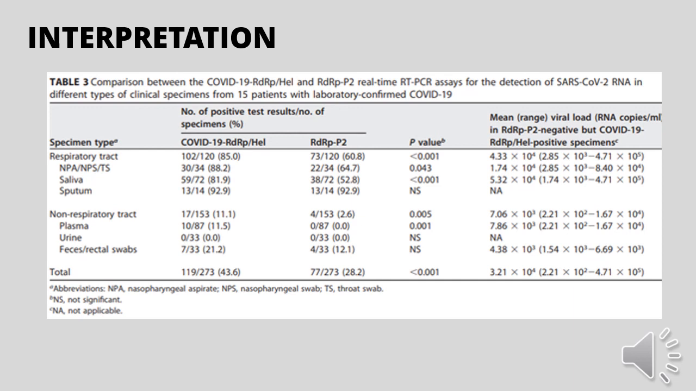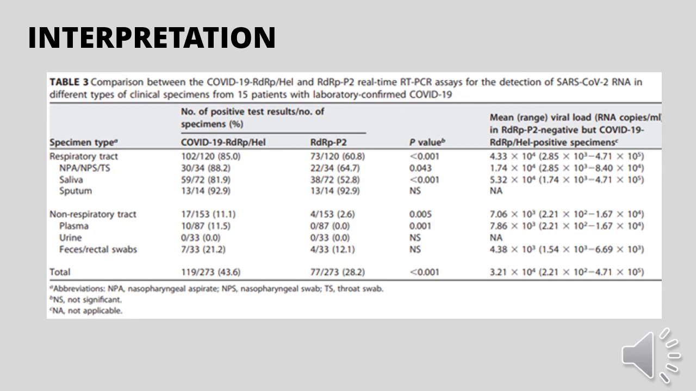But additionally, the RdRp-Hel assay was also positive for another 42 specimens, making it 119 out of 273 specimens positive for RdRp-Hel, while with the RdRp-P2 assay, only 77 out of 273 specimens were positive. All of those 42 additional specimens positive by RdRp-Hel were confirmed positive by the LightMix Modular SARS and Wuhan CoV E-gene kit with the LightCycler Multiplex RNA Virus Master. So 29 out of 120 respiratory tract specimens and 13 out of 153 non-respiratory tract specimens were negative by the RdRp-P2 assay.